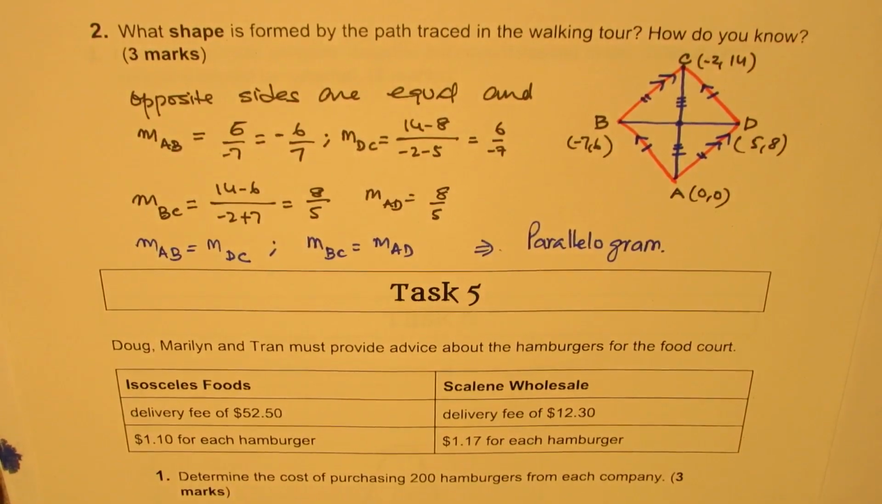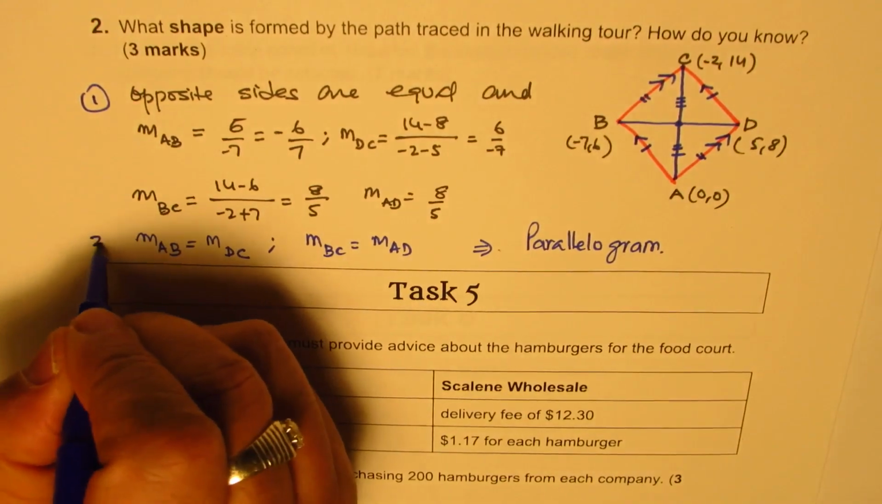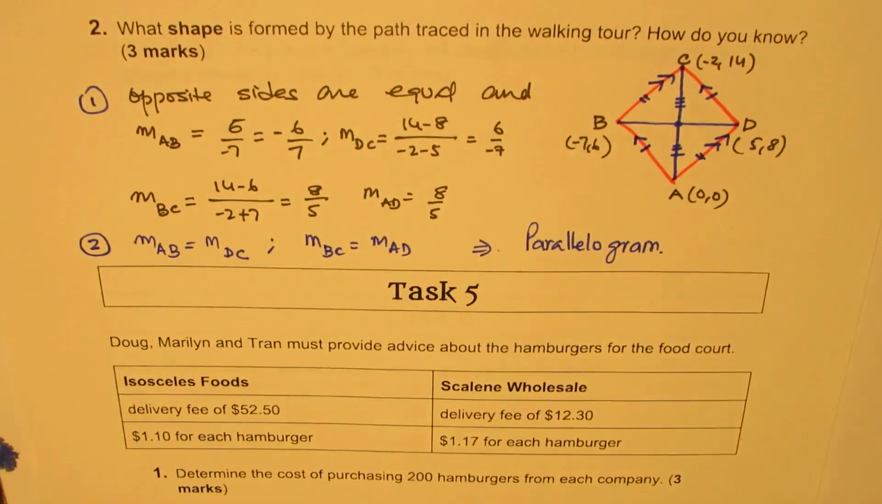Okay. So that is how we can conclude. We have opposite conditions 1 and 2: opposite sides are equal in length and they are parallel. Perfect. So with this, we end task 4.